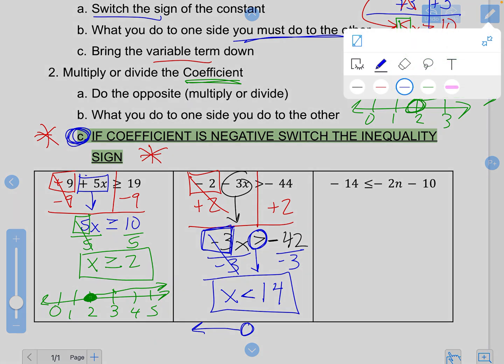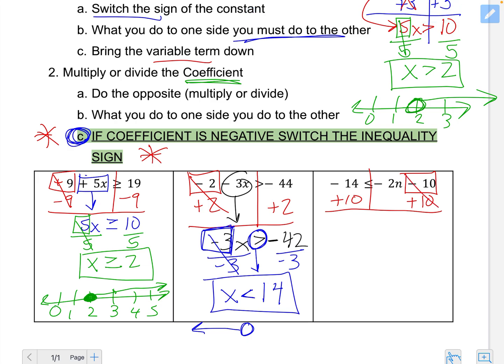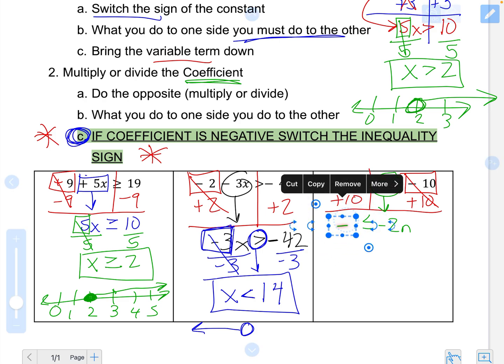All right, so we've got one more problem that we need to work on. So again, first and foremost, we have to find our constant term, which is our term all by itself. I need to switch the sign. What I do to one side, I have to do to the other. My 10s are going to cancel. I need to bring my variable term down. And then I need to rewrite my inequality sign. So a negative 14 plus 10 is going to become a negative 4.